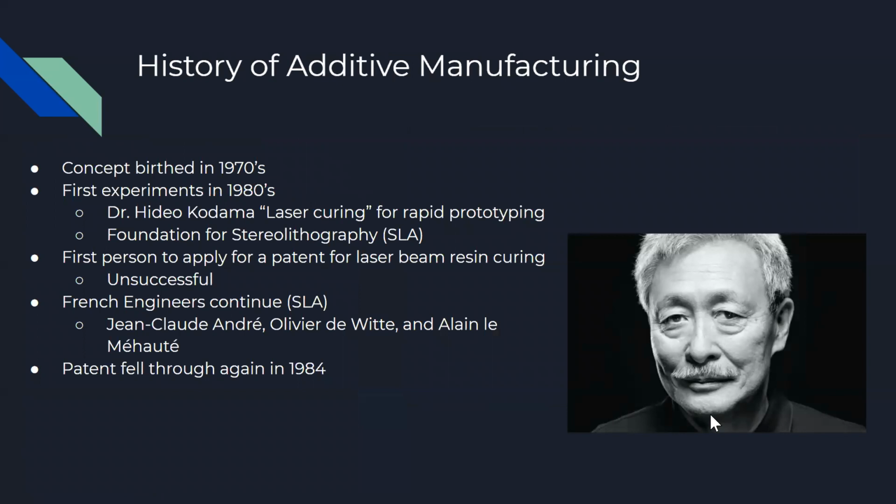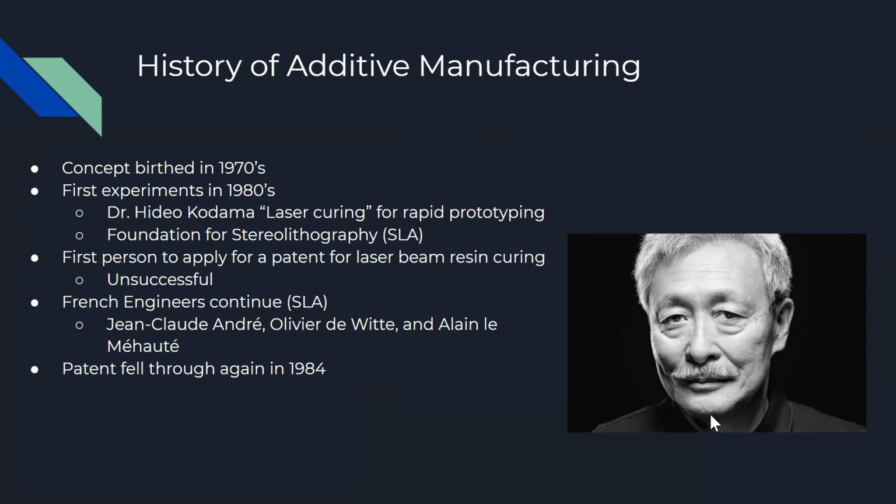Now, a little bit on the history of additive manufacturing. The general concept came out in about the 1970s or so. However, it's not heavily experimented upon until the early 1980s. Dr. Hideo Kodama began studying and experimenting with laser curing for rapid prototyping. His research and work in additive manufacturing would be the foundation for stereolithography.